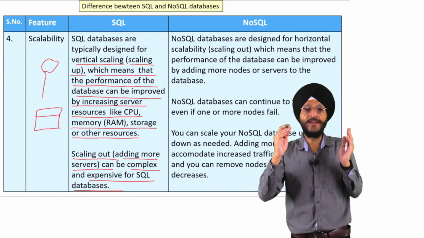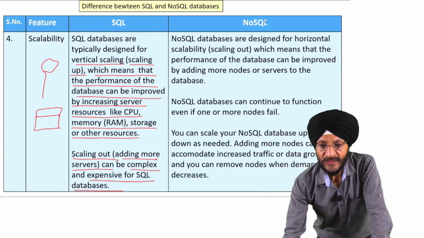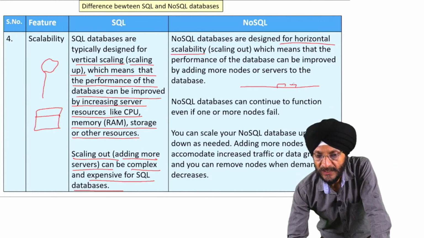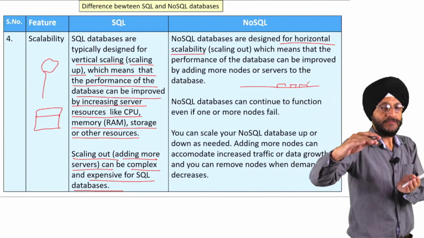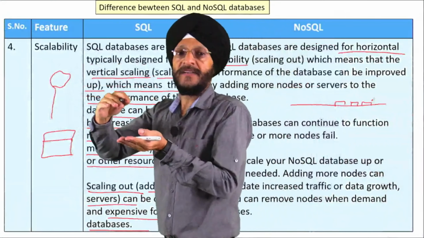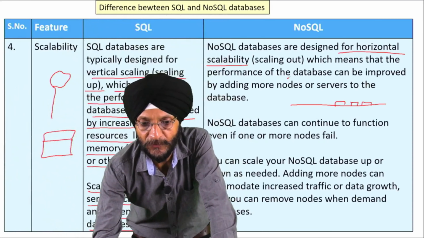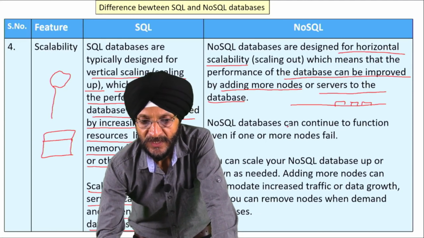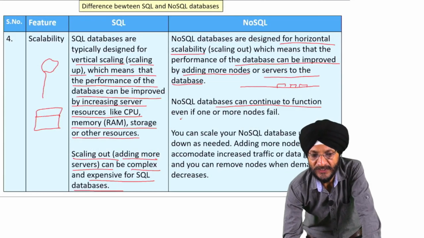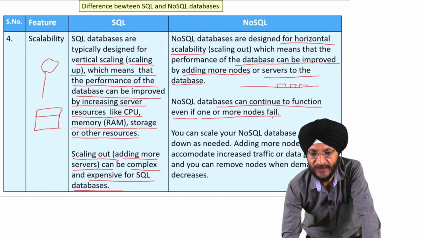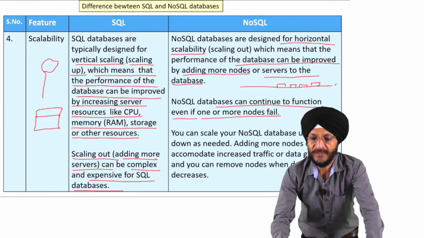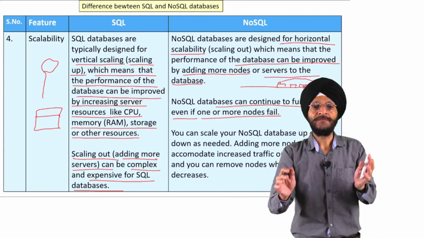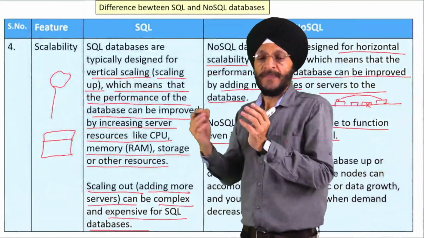Whereas NoSQL databases are designed for horizontal scalability. Horizontal means in this way, that is increasing the number of servers so that the increase in data may be properly handled, which means that the performance of the database can be improved by adding more nodes or servers to the database. NoSQL databases can continue to function even if one or more nodes fail. That is, suppose there are 4 servers working, even if one server fails, other servers will continue to function, and overall the functioning of the organization will not be affected.